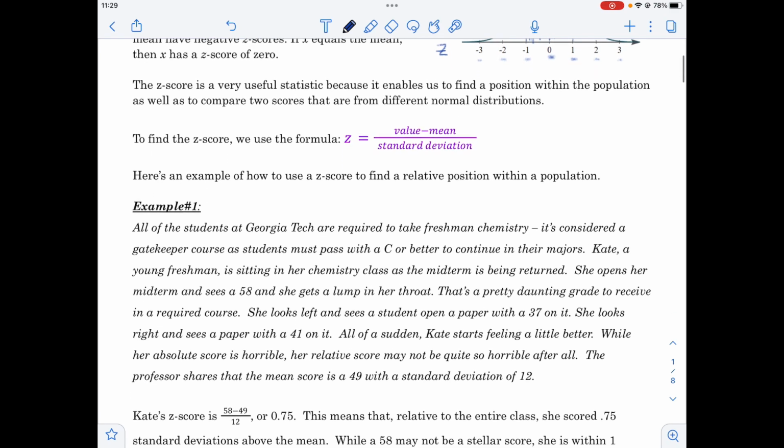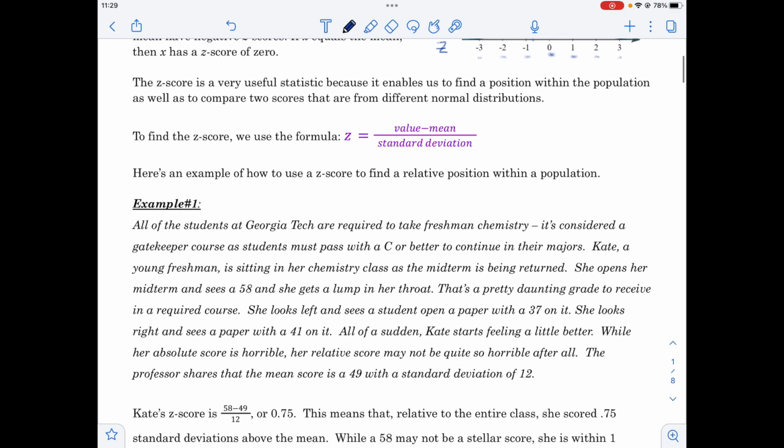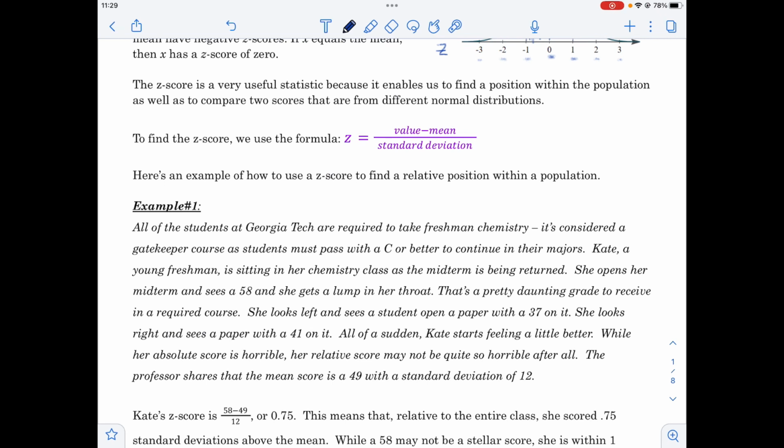So we have a student, Kate. She's at Georgia Tech. She has to take chemistry. That's a gatekeeper course. Everybody has to take chemistry and pass it with a C or better. And she's a freshman. She gets her midterm back, and she opens it and sees a 58. She probably gasps and feels like she's going to be sick. She has a lump in her throat. And it's pretty daunting, obviously.